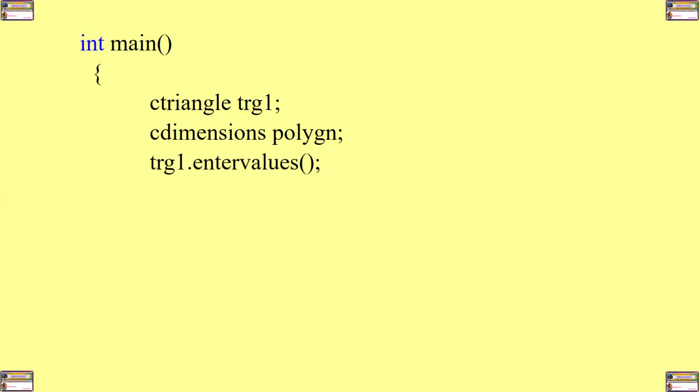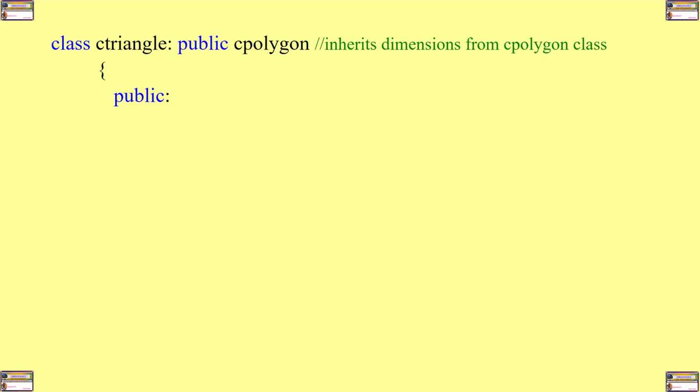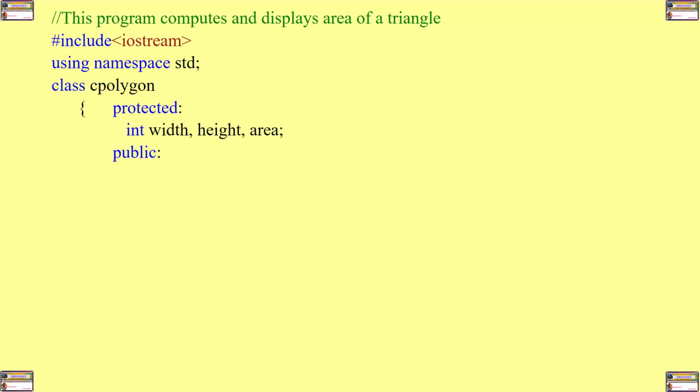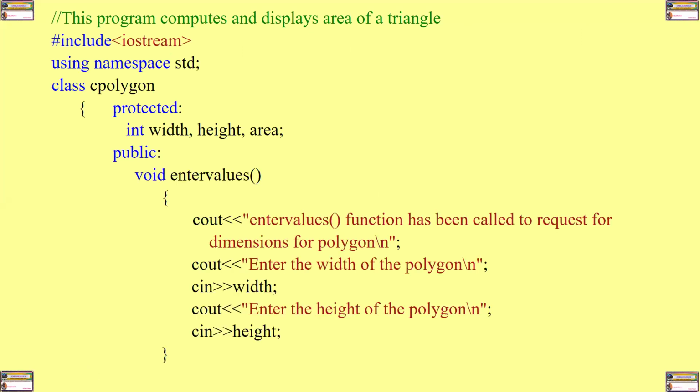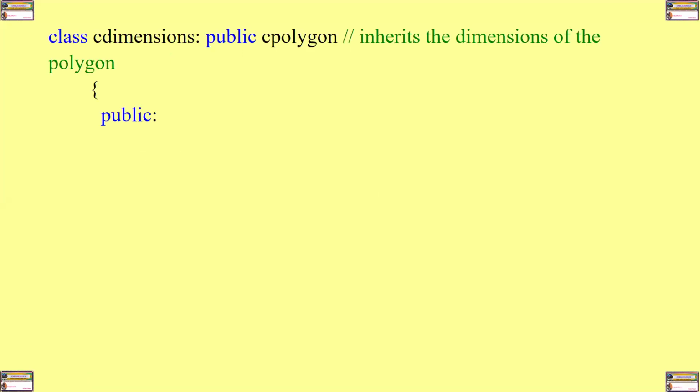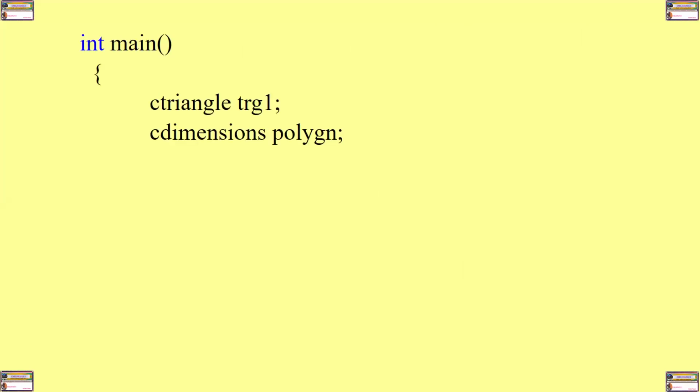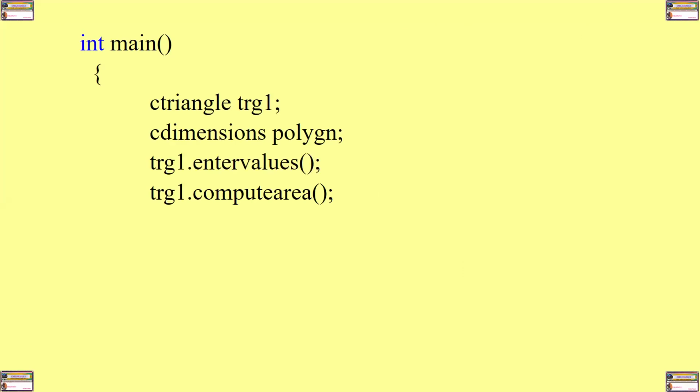From there, through the instance for C triangle, we can invoke the method called enter values. So once that statement is executed, the control will be taken to enter values. That is this member here. This method performs this activity, and once this statement is executed, control will be taken back to the main function, and the compiler will read the next statement.